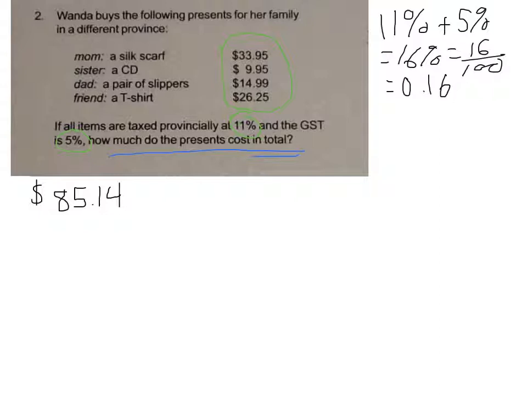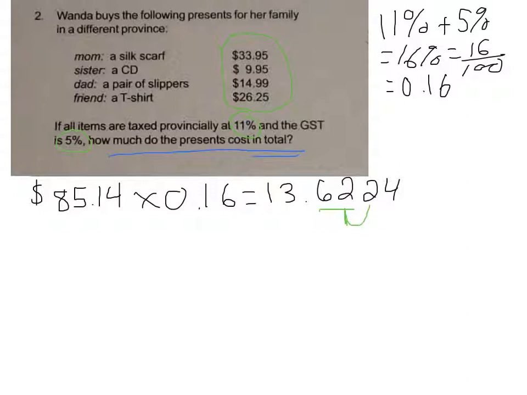So I'm now going to take my 85.14 and multiply that by 0.16 to find my tax. And when I do that in my calculator, it's going to come up with this beautiful number of 13.6224. Now, we need to remember that we're working in money, and money always uses 2 decimal places. So we come to our hundredths column, which is our 2 here. We go next door. That 2 tells us to drop it. So we're going to drop all of that. So here's my tax: $13.62.